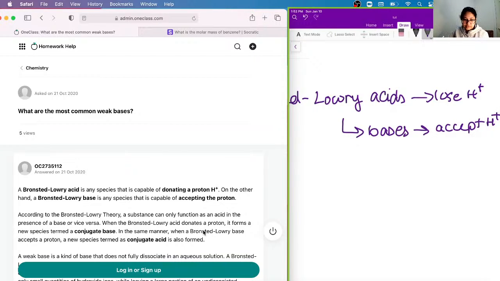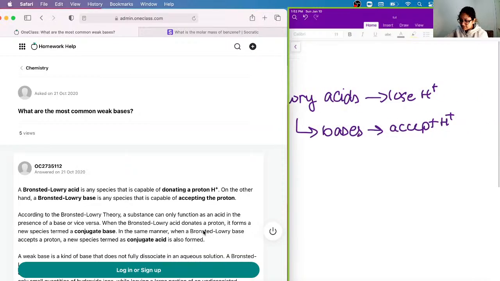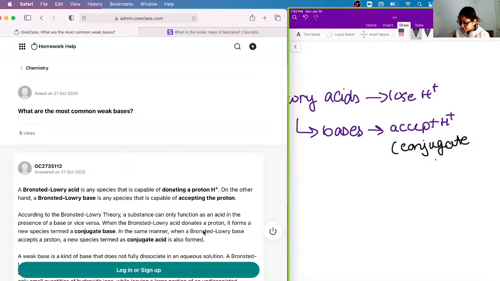So according to the theory, a species can only function as an acid in the presence of a base, or vice versa. And when the Bronsted-Lowry acid donates a proton, it forms a new species termed a conjugate base. So when the acid loses the proton, and the other species, the reactant, accepts the proton, this becomes, in other words, your conjugate base. This is known as conjugate base.